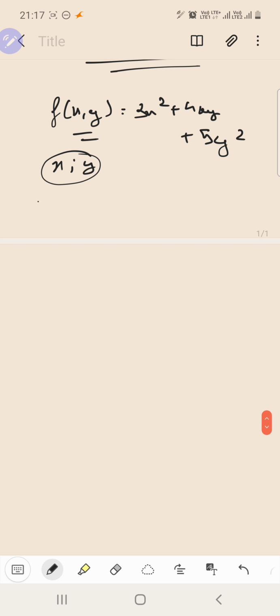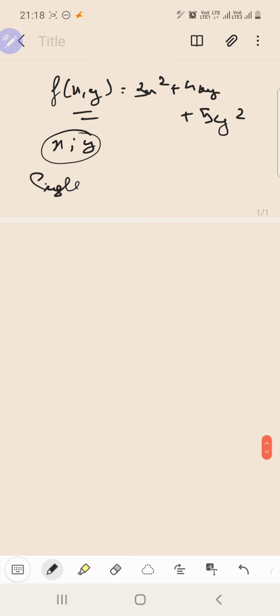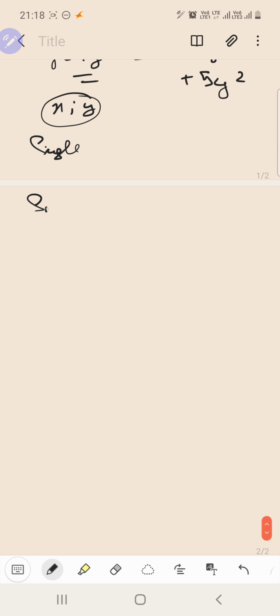Single variable functions, where the function has one single independent variable. It may be anything. Generally, we are going to talk about a function which has its independent variable as x, and we are going to differentiate that function with respect to x. So what is the significance of derivative? First, let us understand that.